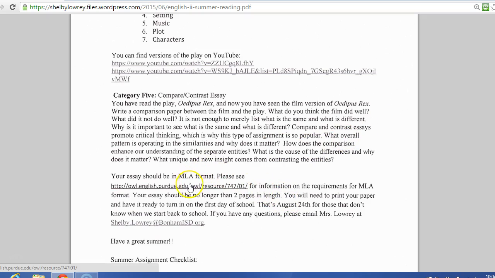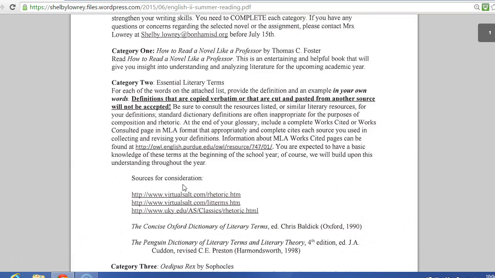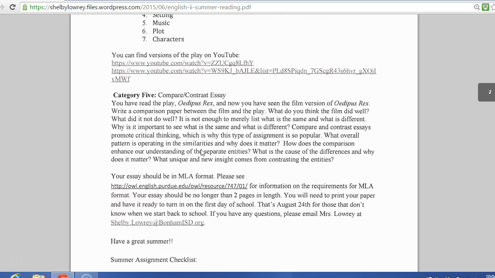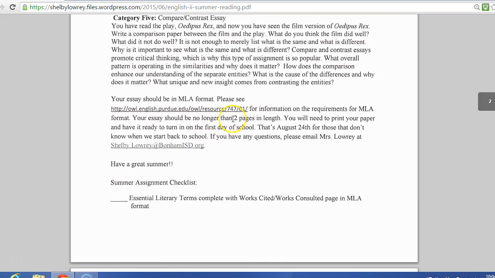This paper has to be in MLA format. I've again provided you with the link here. Guys, this is the exact same link that I gave you up here for your essential terms. So I've just provided it in 2 places. It must be no longer than 2 pages in length, again in MLA format, and it's due the first day of school. Guys, for those of you who haven't figured that part out yet, it's August 24th. That's the first day of school. If you have any questions on any of the MLA stuff or any of that, just make sure and contact me. Again, I provided you my email address there for you.